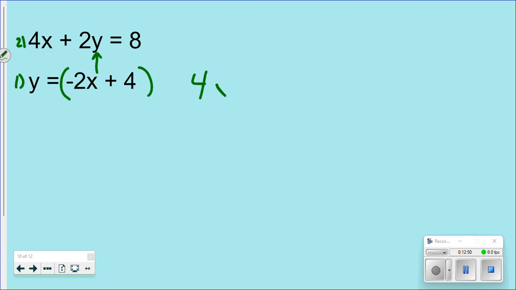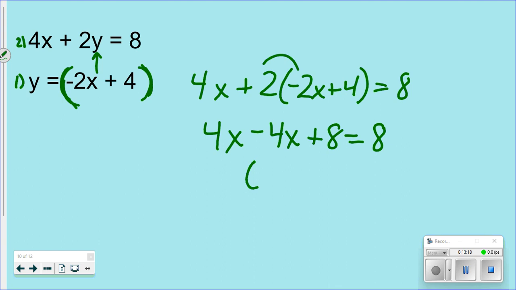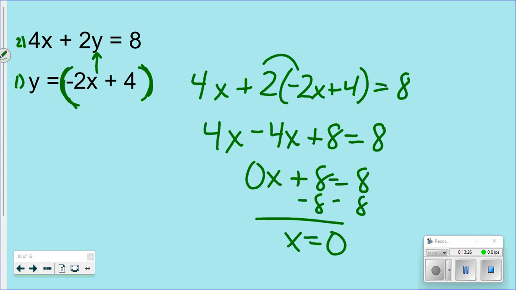So 4x plus 2 times y would be 4x plus 2 times negative 2x plus 4 equals 8. All I did was take y and replace it with negative 2x plus 4. All right, so this time this would be 4x minus 4x plus 8 equals 8. So I have 0x plus 8 equals 8, minus 8, minus 8. I'm pretty sure x is going to be 0, is the way it looks to me.